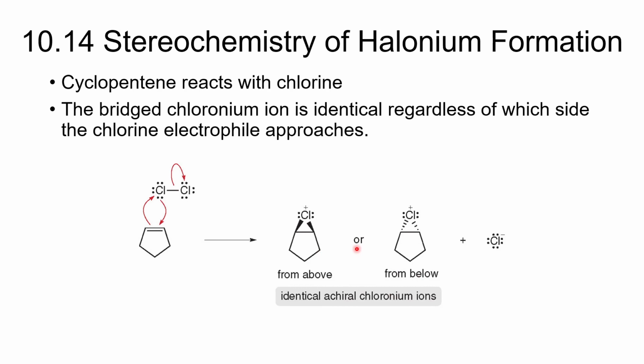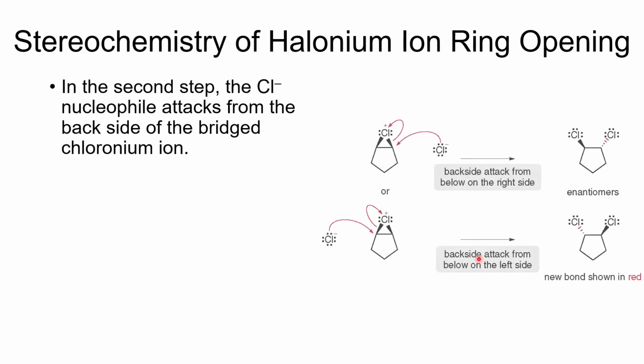Now, that chloride is going to come in from the backside. So let's go to the next page. In the second step, the chloride comes in and does a nucleophilic attack, SN2, from the backside, and that SN2 will open up and we'll get anti-addition, and so that means we'll get the trans products.